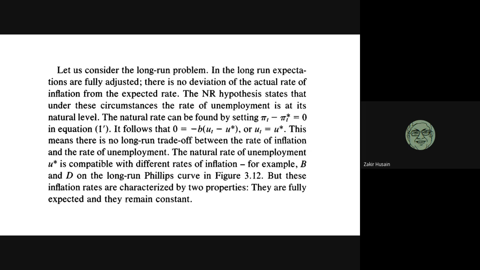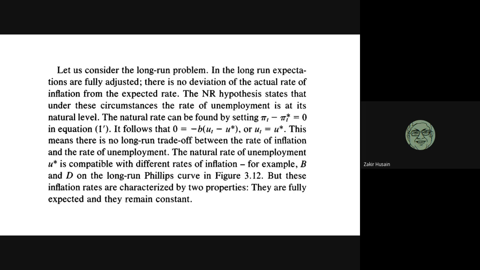I thought it's interesting. Okay, so what we have is: in the long run, expectations are fully adjusted. So that means the rate of unemployment will be equal to the natural rate, U_t equals U star. So that means there's no long run trade-off between the rate of inflation and the rate of unemployment.